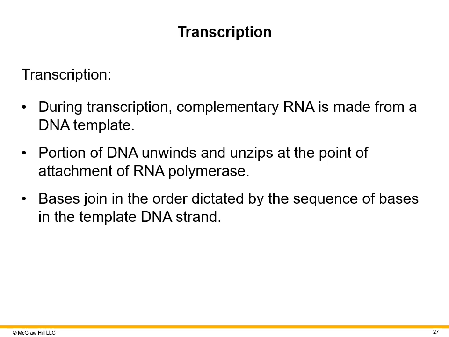During transcription, complementary RNA is made from a DNA template. A portion of the DNA unwinds and unzips at the point of attachment of RNA polymerase. RNA polymerase is going to create the new RNA strand from the DNA. Bases join in the order dictated by the sequence of bases in the template DNA strand.